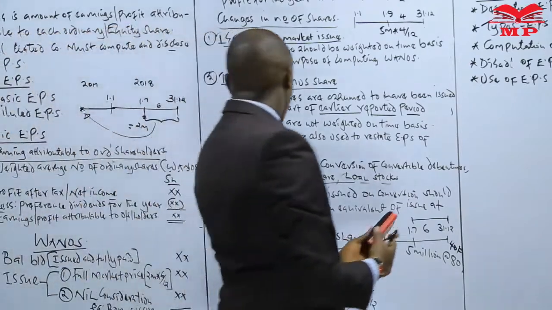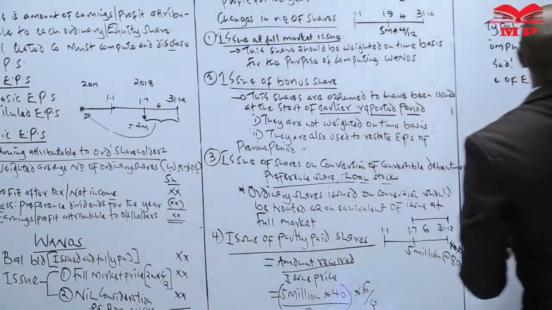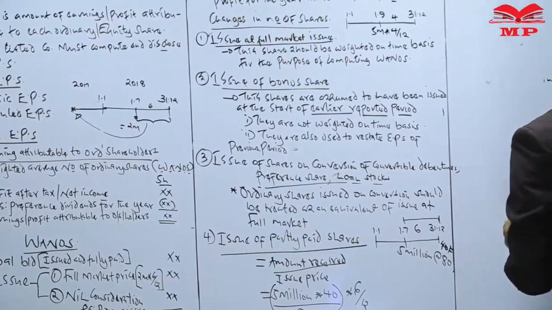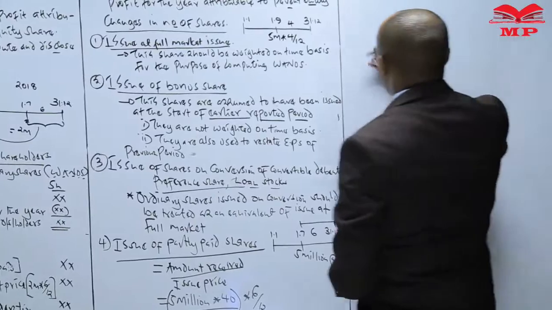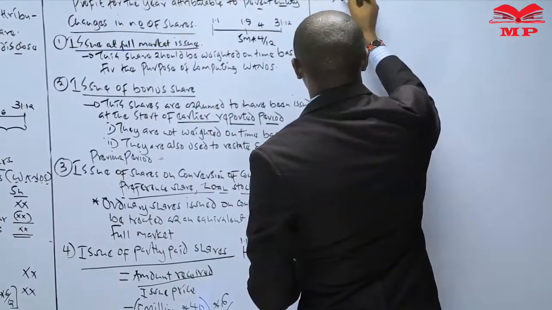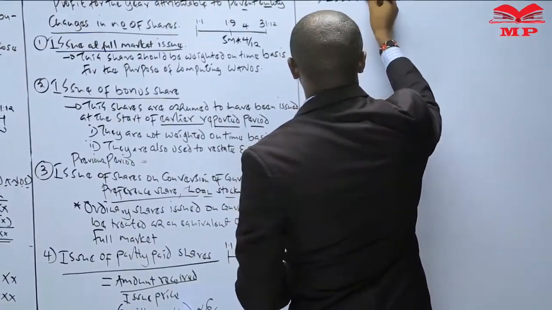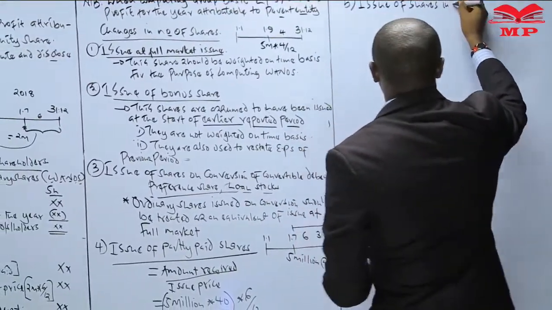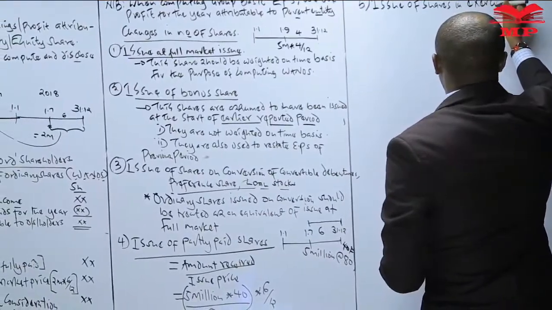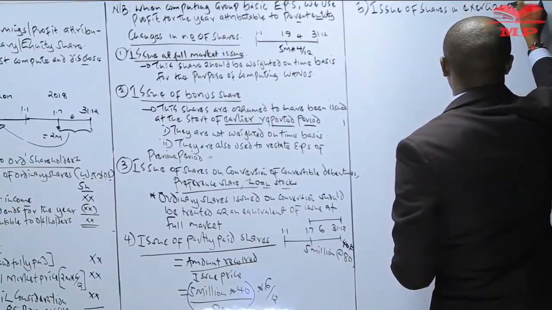Now, the other reason why the shares issued and fully paid at the start of the year may change is issue number 5, which is issue of shares in exercise of a stock option.